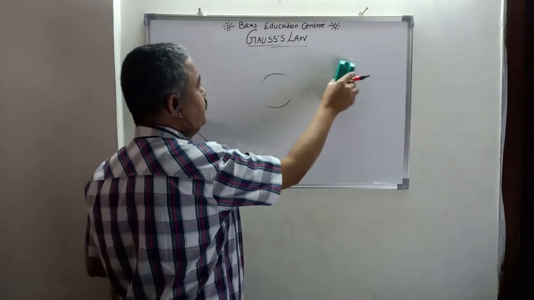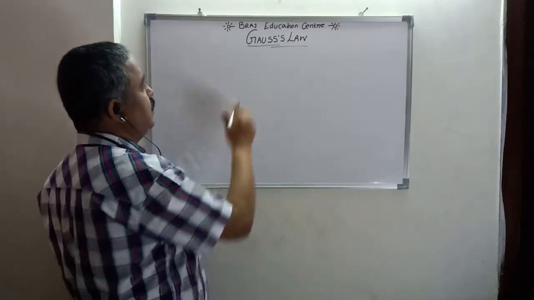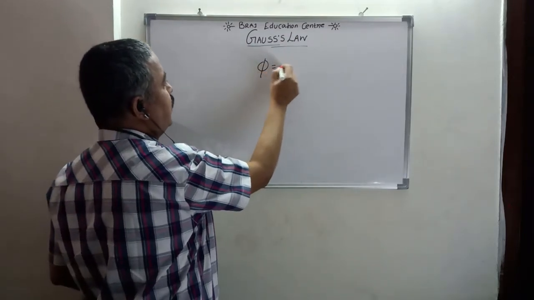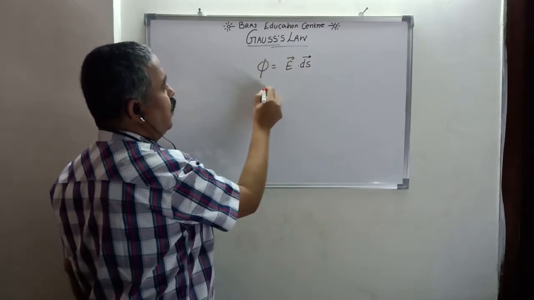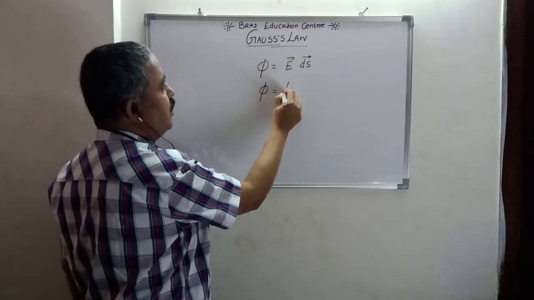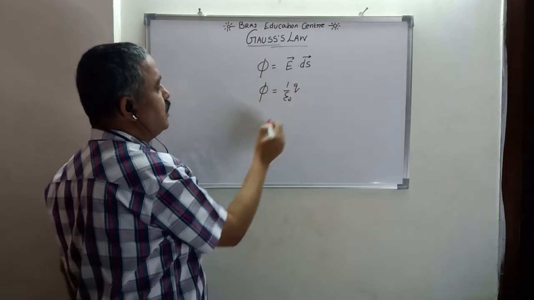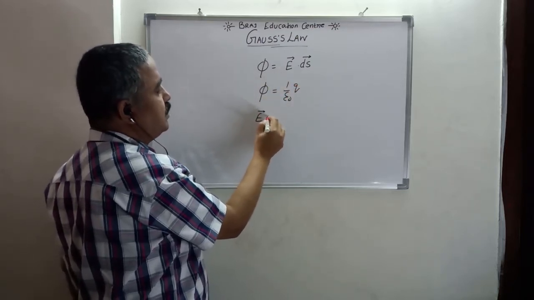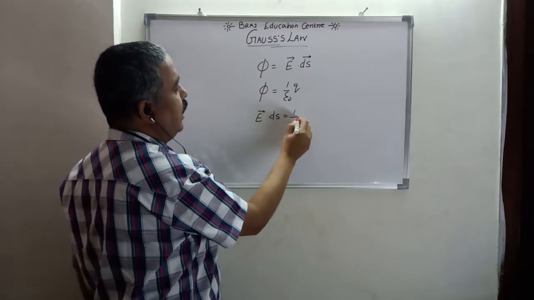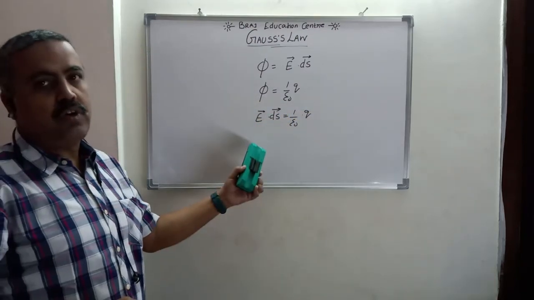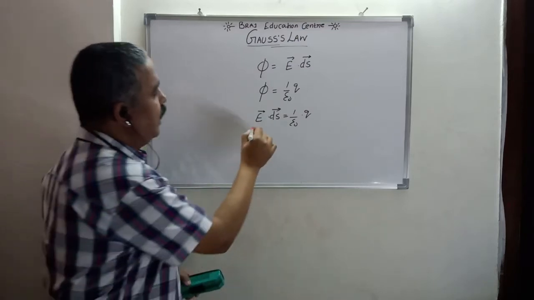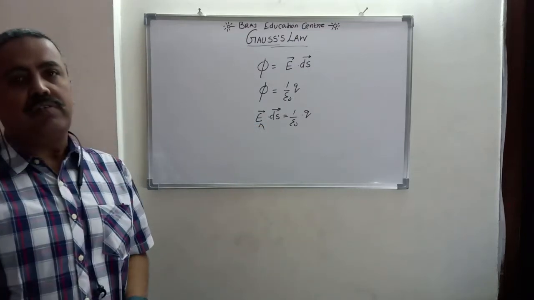Now, when we have phi, we define phi as vector E dot vector ds, and Gauss's law defines phi as 1 upon epsilon naught times q. So we can equate them, and this gives us the application of Gauss's law, that is to find electric field for a given surface.